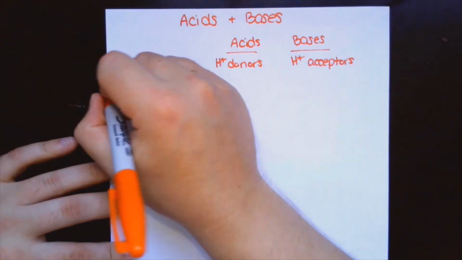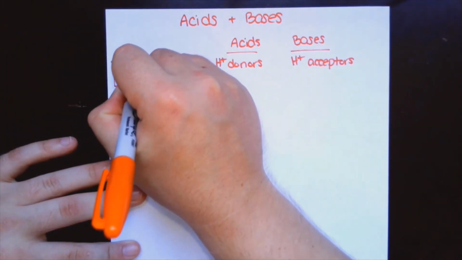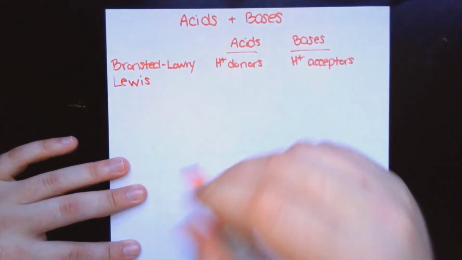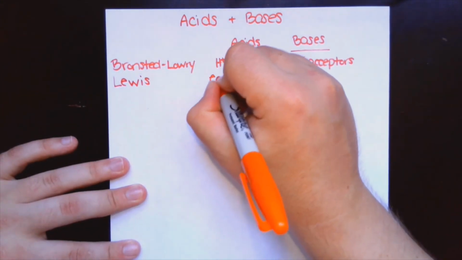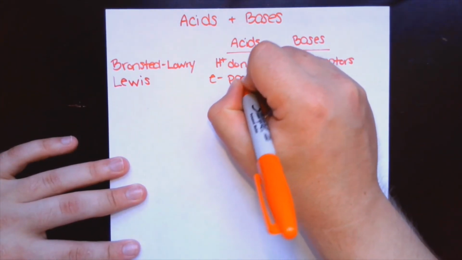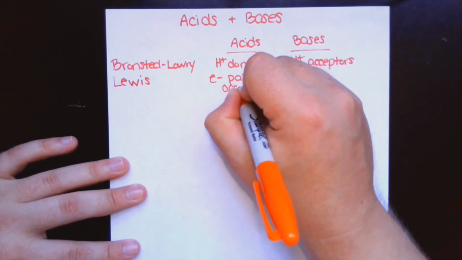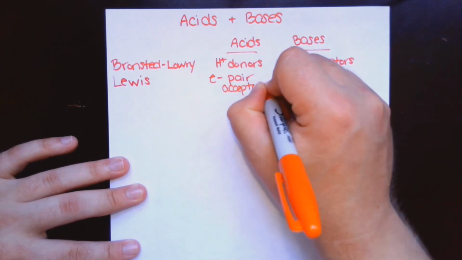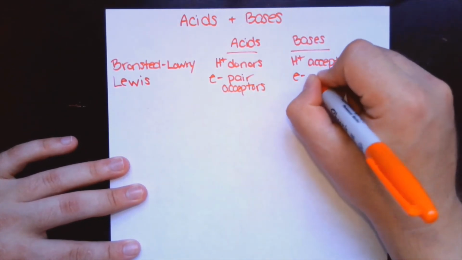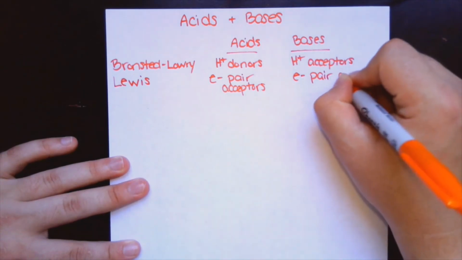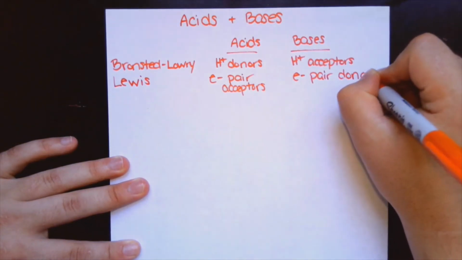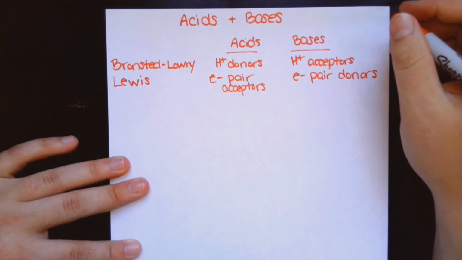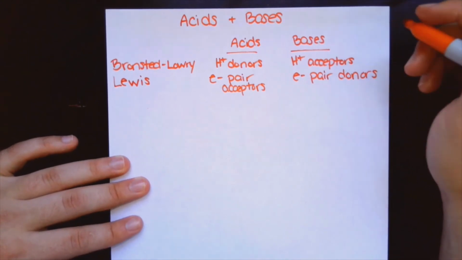Right? So the second definition for acids and bases is the Lewis definition. And that says that acids are electron pair acceptors and bases are electron pair donors. Now, you don't need to worry about this definition too much right now, but it will definitely come into play later on in the semester.